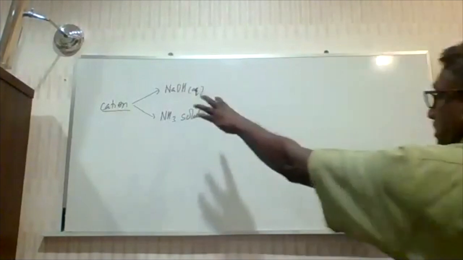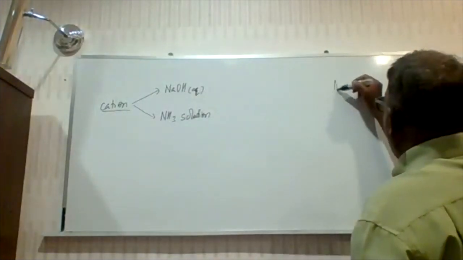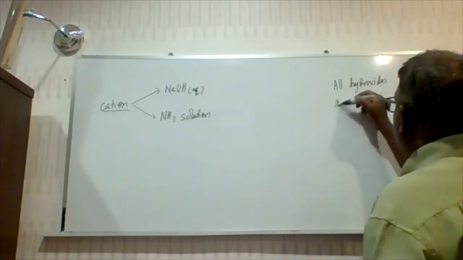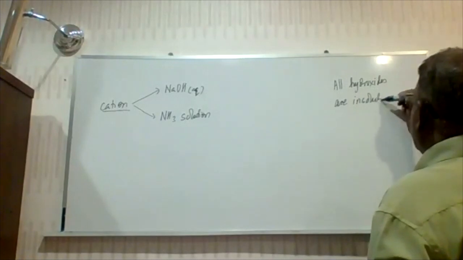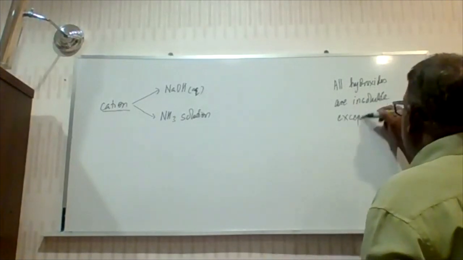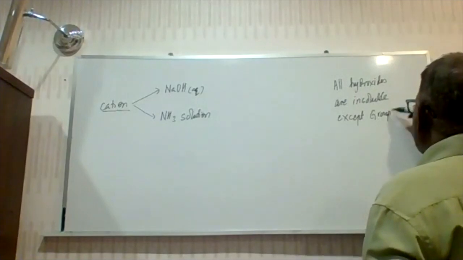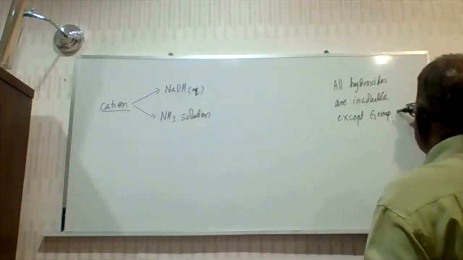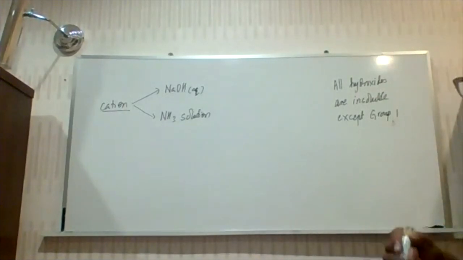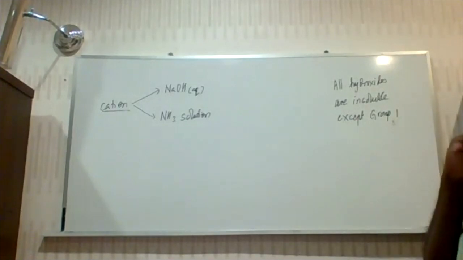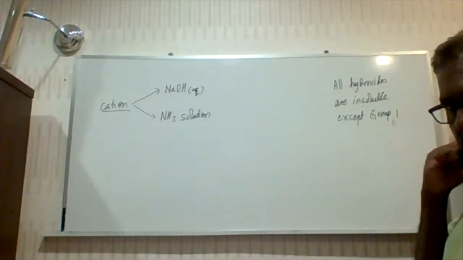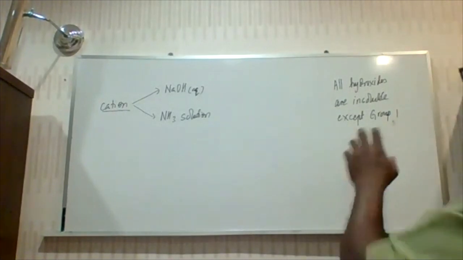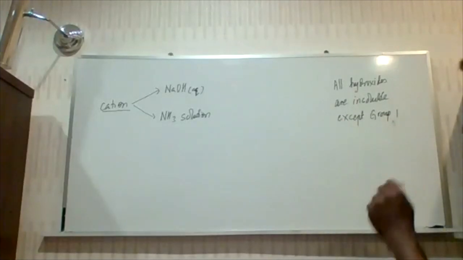Before you go into that basis, you have to know that all hydroxides are insoluble, except group 1 hydroxides. And maybe there's a few exceptions like barium hydroxide. Barium hydroxide is soluble, but let's stick to group 1 here. That's your basis, because you will not be coming across barium and all that.